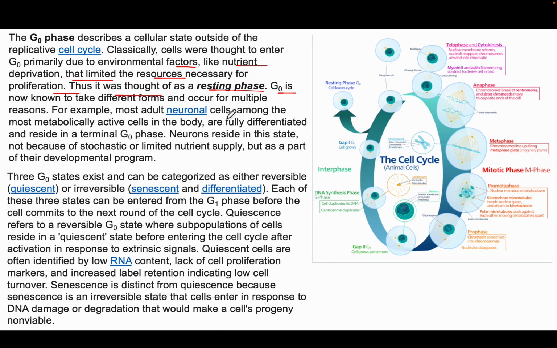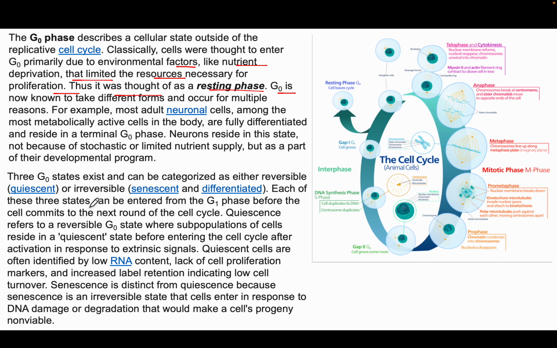For example, most adult neuronal cells, among the most metabolically active cells in the body, are fully differentiated and reside in a terminal G0 phase. Neurons reside in this state not because of stochastic or limited nutrient supply, but as part of a developmental program. The G0 states can be categorized as either reversible, meaning the cell is in a quiescent state and can revert back to the cell cycle, or irreversible, meaning cells have become senescent or are differentiated like neurons, which will never go back to the cell cycle or the S phase again.